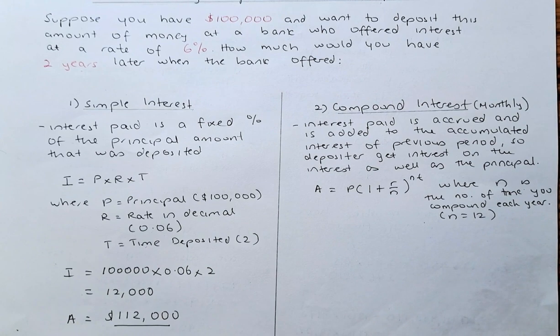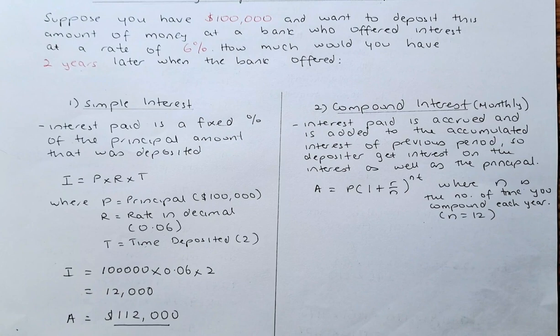Now, let's talk about compound interest. A compound interest is the interest paid that is accrued and is added to the accumulated interest of the previous period. So, you get the interest on the interest as well as the principal.